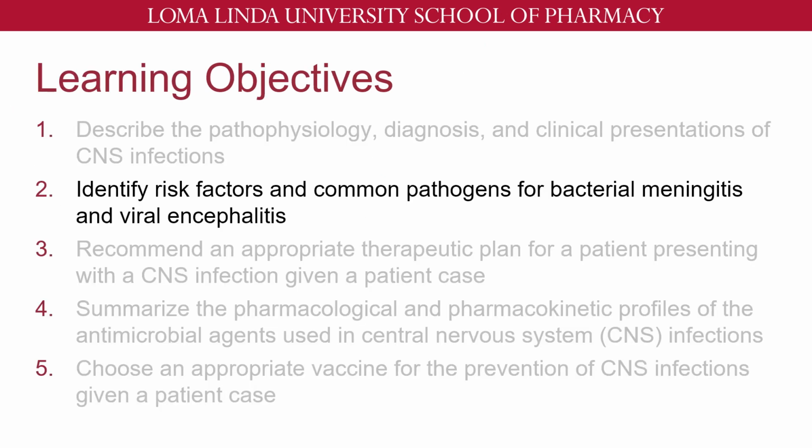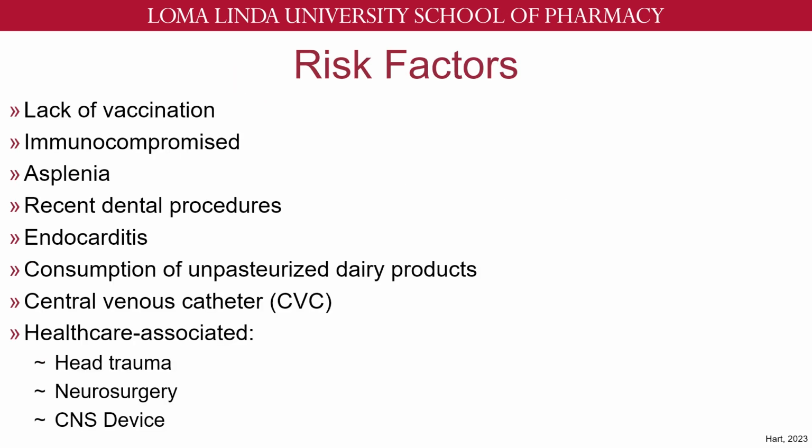All right, so for our next learning objective, we will look at the risk factors and common pathogens associated with bacterial meningitis and viral encephalitis. So here are the risk factors for a patient with bacterial meningitis or any kind of meningitis. Number one is lack of vaccinations. We do have vaccines available against some of the causative pathogens of meningitis, so it's extremely important to be vaccinated against those organisms. Patients who are immunocompromised, of course, are going to have a weakened immune system, so they're more likely to get infected. The same goes for patients with asplenia.